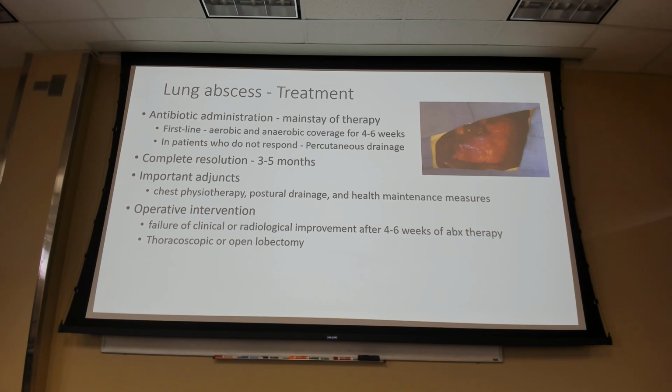So, operative intervention, obviously, if there is failure of treatment and we don't see any radiologic improvement. And this one depends on the extent and the location, but we may do a VATS procedure, thoracoscopic, versus an open lobectomy on these patients.